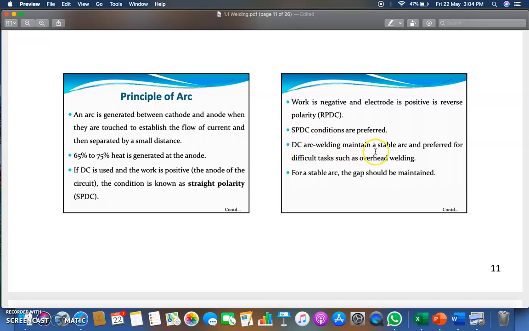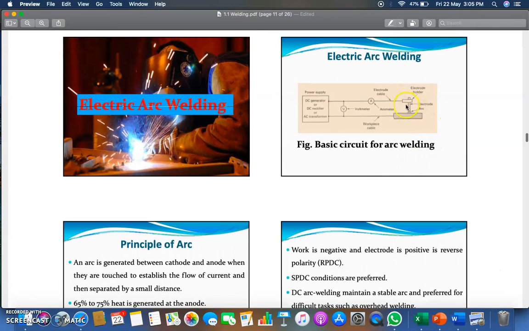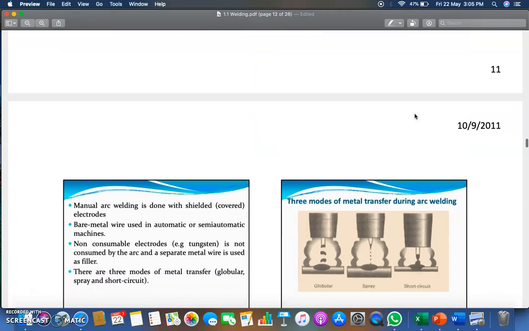DC arc welding maintains a stable arc, because DC flows the current stably. It is preferred for difficult tasks such as overhead welding, which is a difficult task in practical operation. For a stable arc, a gap should be maintained. There should be a gap between the workpiece and the electrode you are holding, as you can see in the picture.